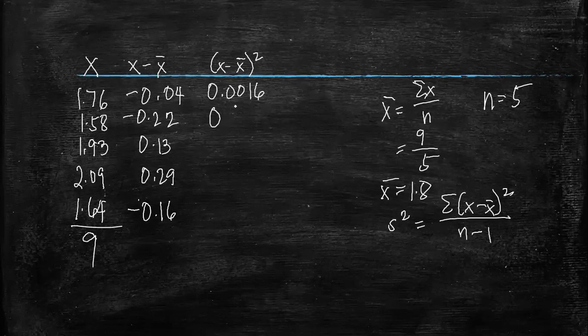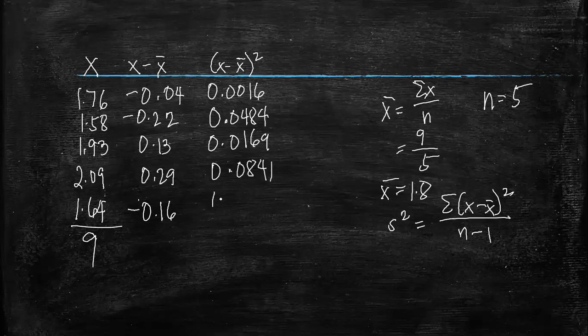So 0.0016, tapos 0.0484, and then we have 0.0169, 0.0841, and 0.0256. Okay, i-add po natin yan lahat. The sum would be 0.1766. Pareho po ba tayo?